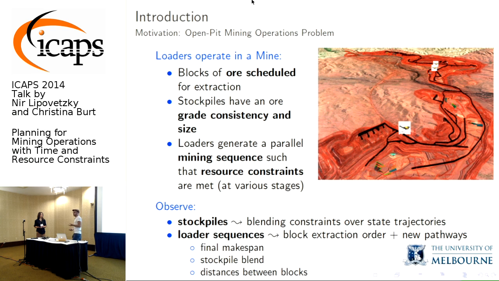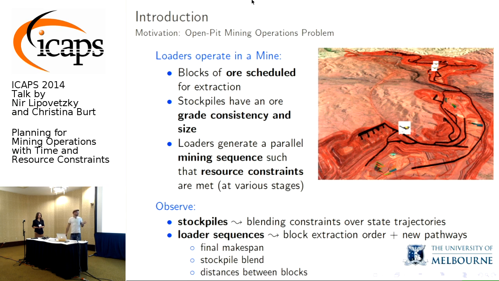This material has to go somewhere, and basically where it goes is to some stockpiles. And the stockpiles have a target in terms of the grade, meaning that you have to blend material, and it has to be on spec. There are very different things that you look for: iron, phosphorus, but you've got some target that you have to achieve. And also there is a size. A stockpile has a certain maximum size and also a minimum size. In the end, the loader moves around, digs the material, and generates a mining sequence where there are some resource constraints that have to be met at certain points. Not always, but only at certain points.